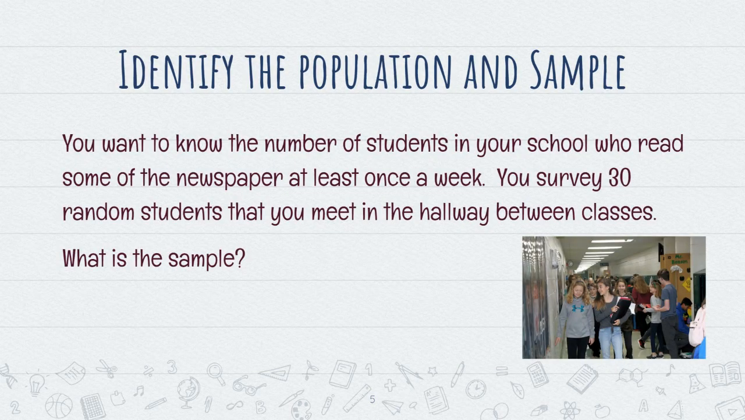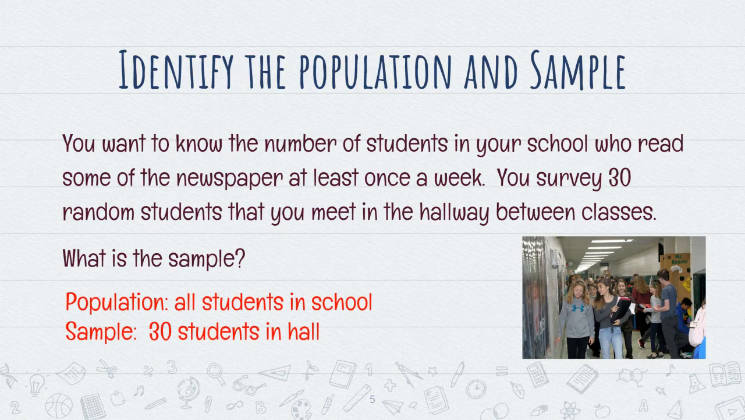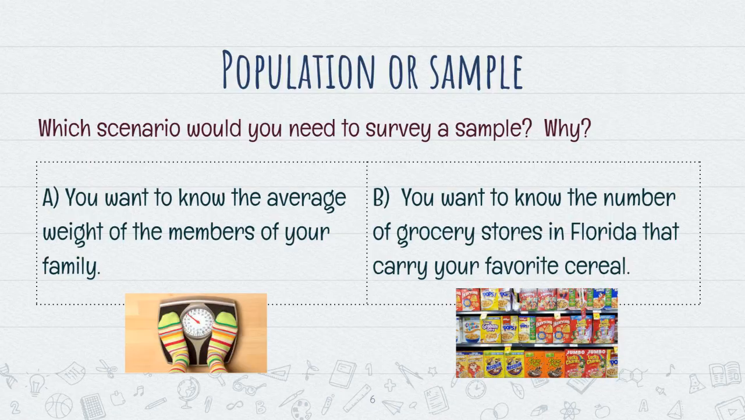You want to know the number of students in your school who read some of the newspaper at least once a week. You survey 30 random students that you meet in the hallway between classes. What is the sample? All right, well, your population is all the students in the school, but you can't survey all of them, so you just do a sample. So your sample is just those 30 students in the hall.